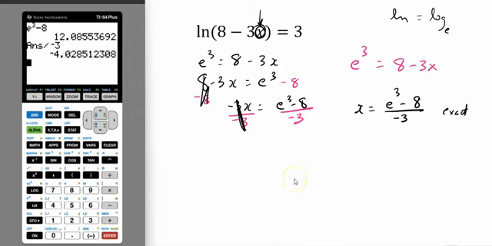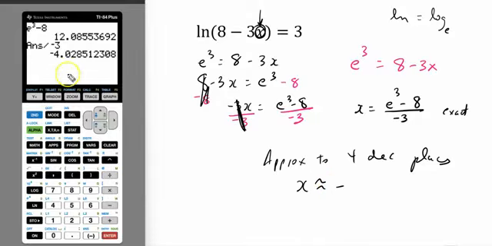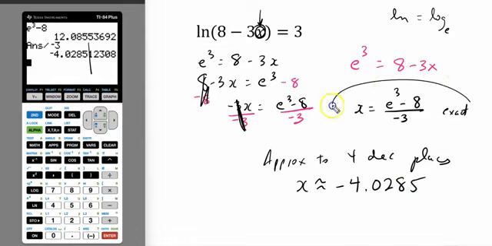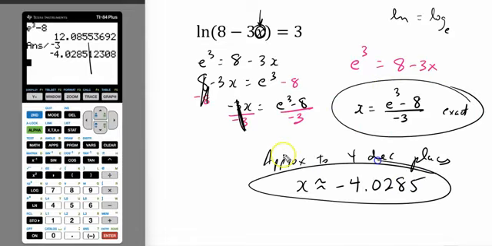And so if I get an approximation, say to 4 decimal places, that's going to be 1, 2, 3, 4, and that 1 won't change anything, so I'm going to have that. All right, so you have an exact answer and you have an approximation.